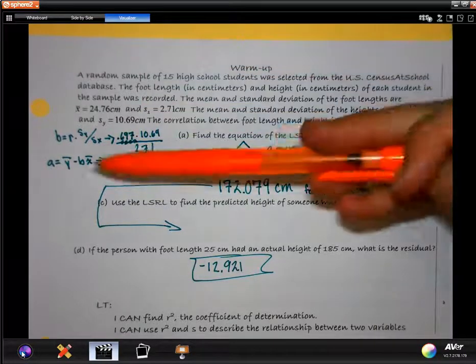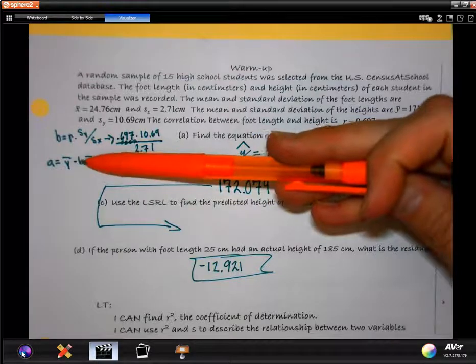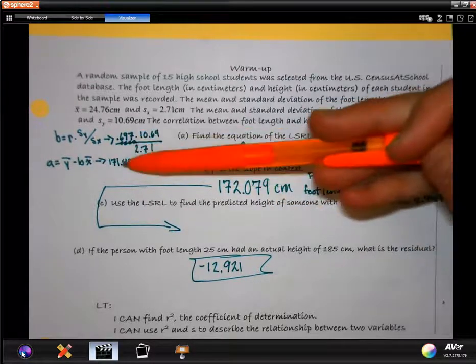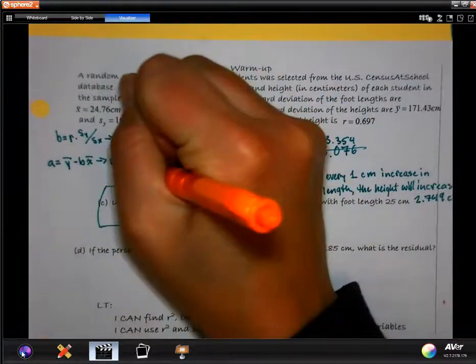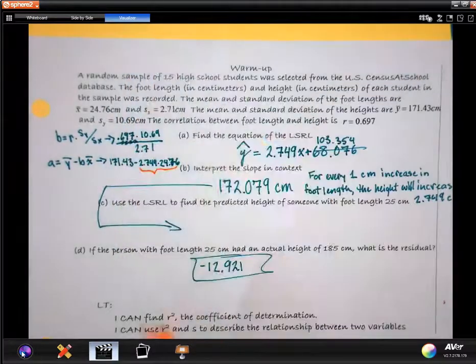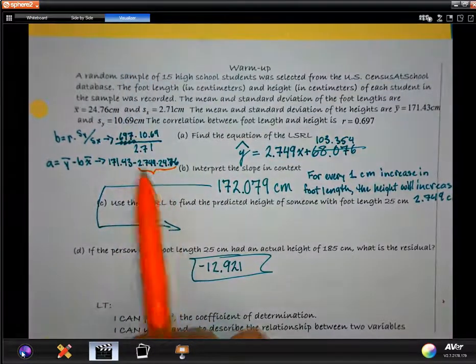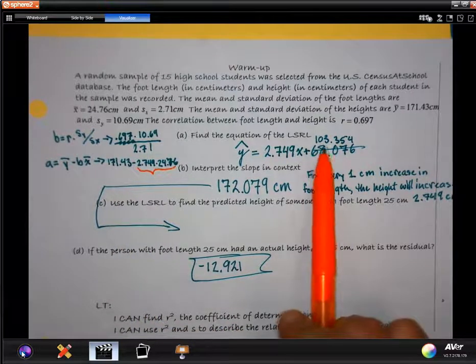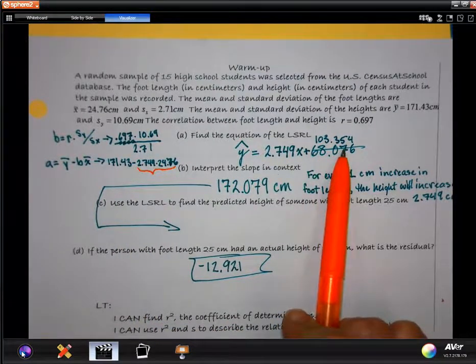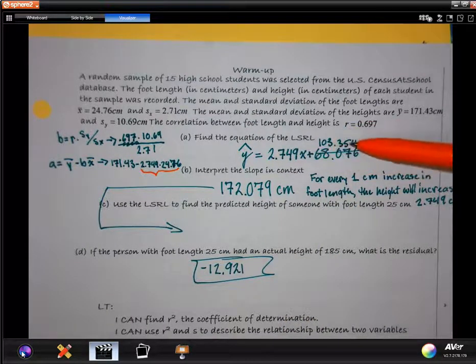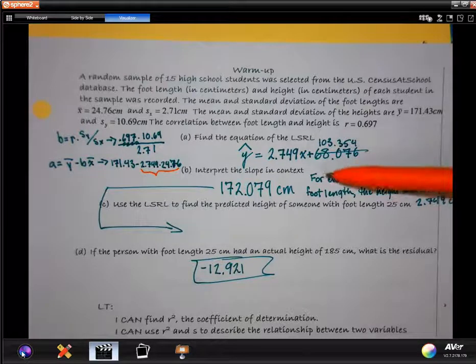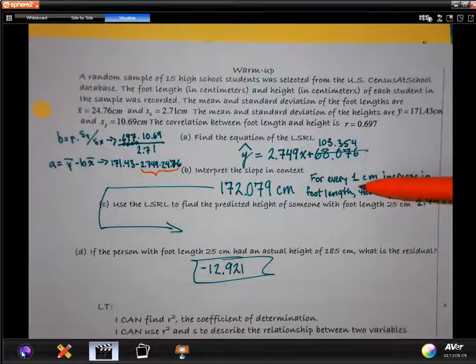And then to find your y-intercept, you take your average y minus b times your average x, which she showed. The 68.076 that she wrote at first, that was this part, when you multiply those. And then when you subtract it from that, you get the 103.354. So our equation is 2.749x plus 103.354. Interpreting the slope, so for every 1 centimeter increase in foot length, the height will increase by 2.749 centimeters.